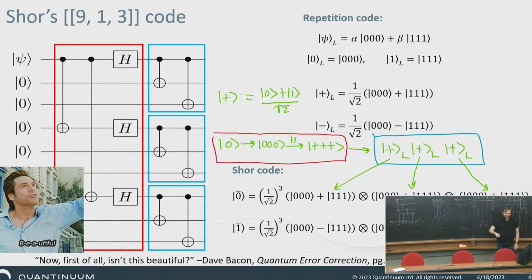Now, it's kind of funny in the quantum error correction book when it's talked about, Dave Bacon, who's a famous QEC person, had this quote. I guess he found it really beautiful, which is funny that it's in a textbook. Anyway.